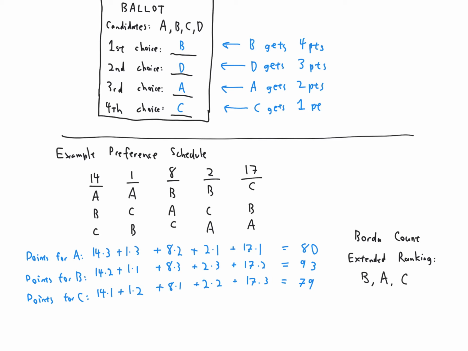Now the interesting thing here is this is actually the exact opposite order of what the plurality voting system would have given us. This sort of resulted from the fact that candidate B was a lot of voters' second choice, and so B got a lot of points because of that.